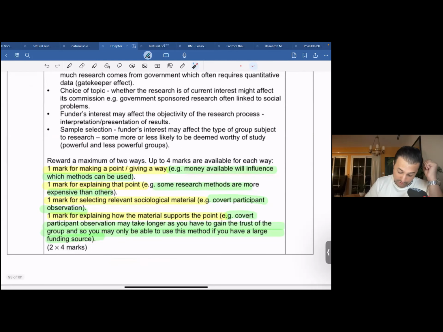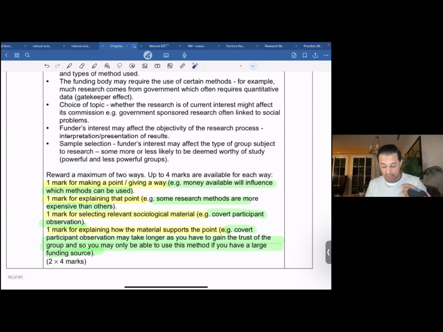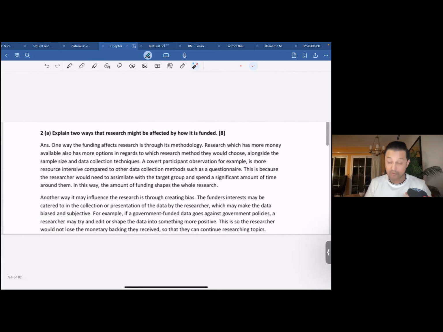Money available will influence which methods can be used. Some research methods are more expensive than others. For example, covert participant observation. See, this has been seen as sociological material over here, right? Do you see any name over here? No, you don't, and it is totally okay. Now, linking this third point with the initial point or the question would help you get the fourth mark. For example, covert participant observation may take longer as you have to gain the trust of the group, and so you may only be able to use this method if you have a large funding source. Now, these have been the 8 markers that we have had.